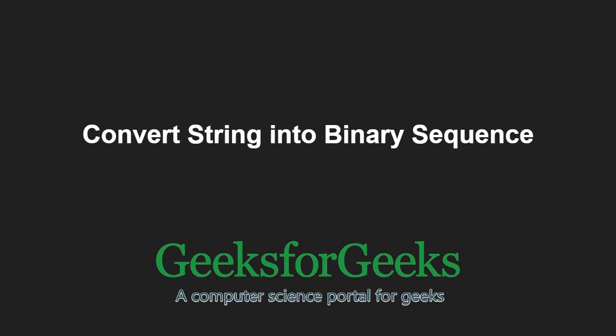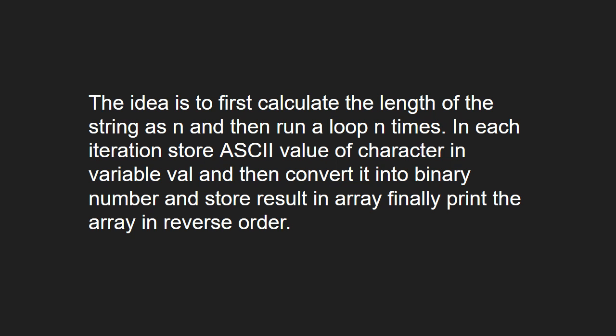In this video, we are going to understand a program which converts a string into binary sequence. First, let us understand the problem statement. The idea is to first calculate the length of string and run a for loop n times. In each iteration, we store ASCII value of character in variable and convert it into binary number and store result in array and finally print the array.